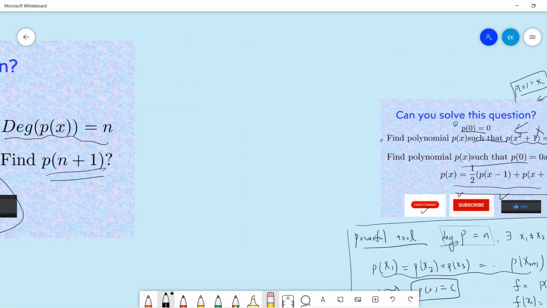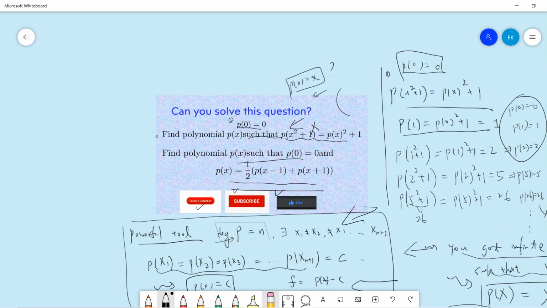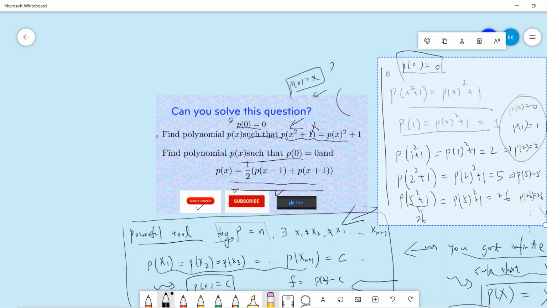So remember that in the previous question, I will leave the link below, basically we solved some interesting polynomials satisfying these two rules.